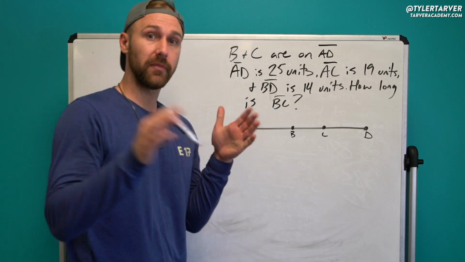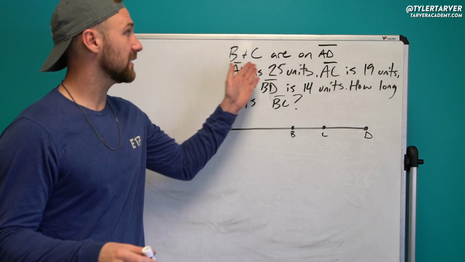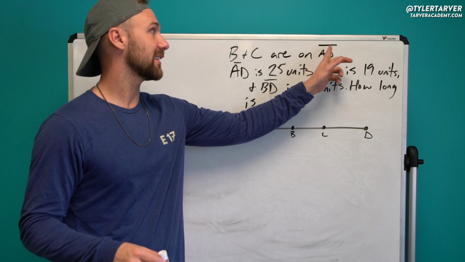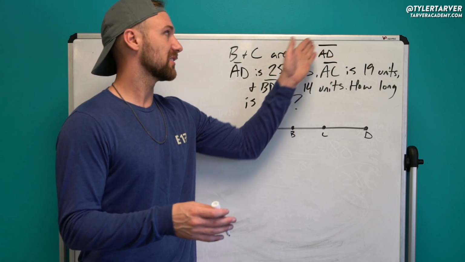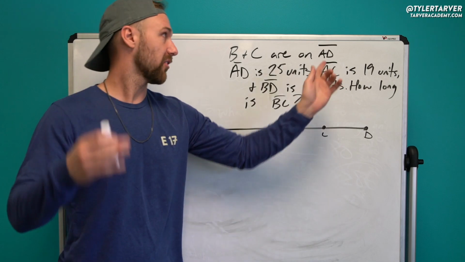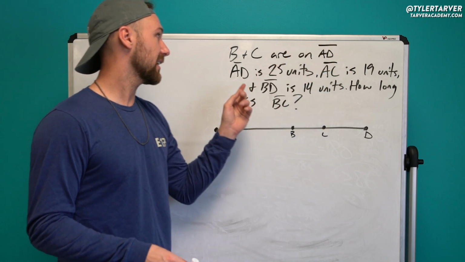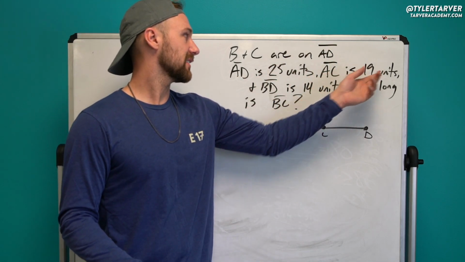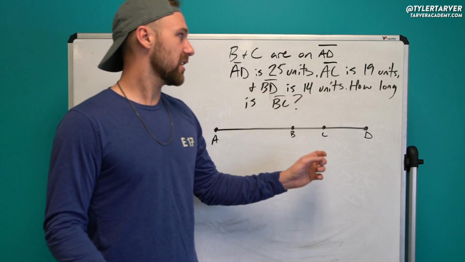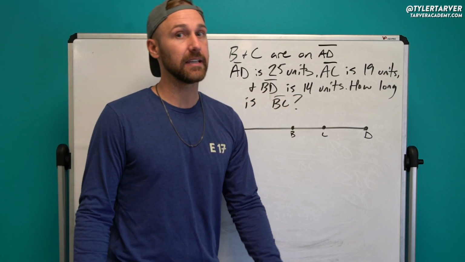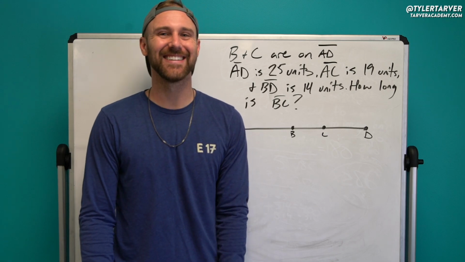Okay, so now let's work some math, all right? So we've got B and C are on line segment AD. See the line above it? That means it's a segment. Because if they're arrows, it means it'll go forever. If there aren't arrows, it's a segment. So line segment AD is 25 units, AC is 19 units, BD is 14 units. How long is BC? If we can even find it, am I right?